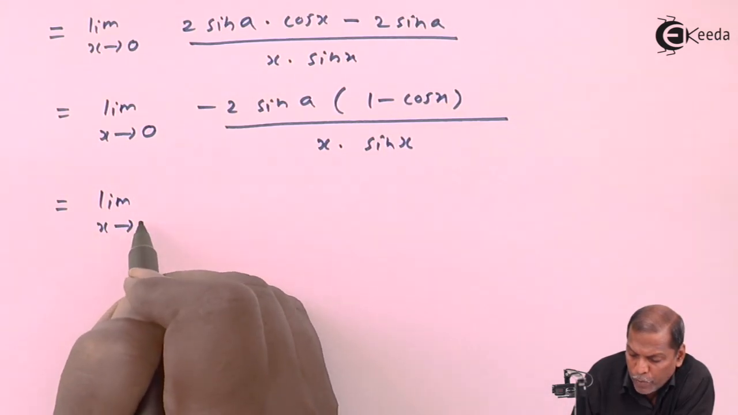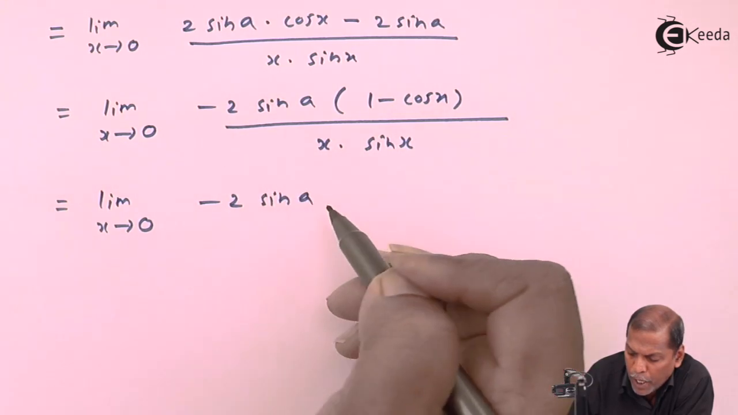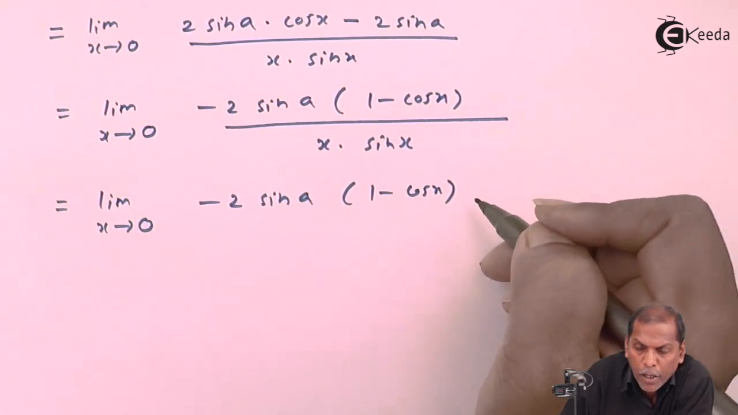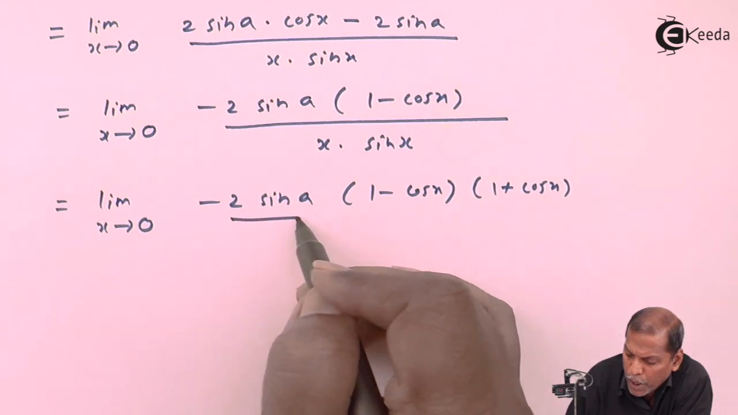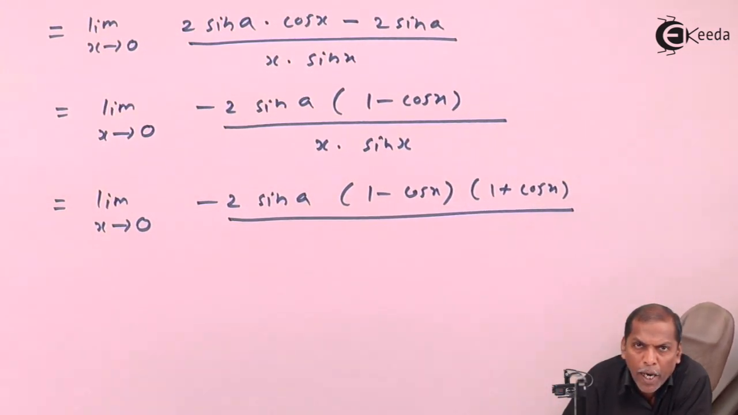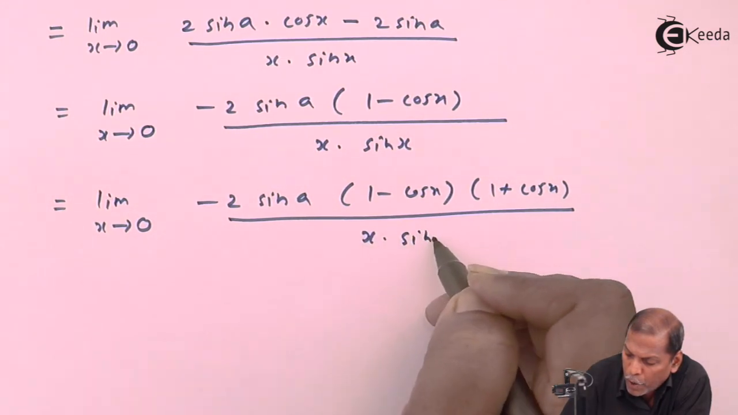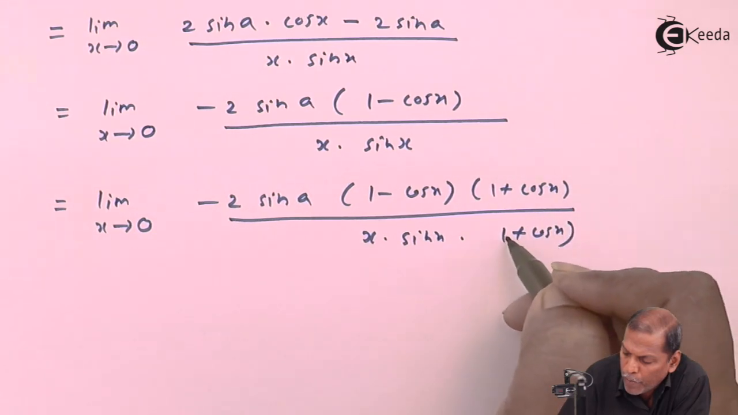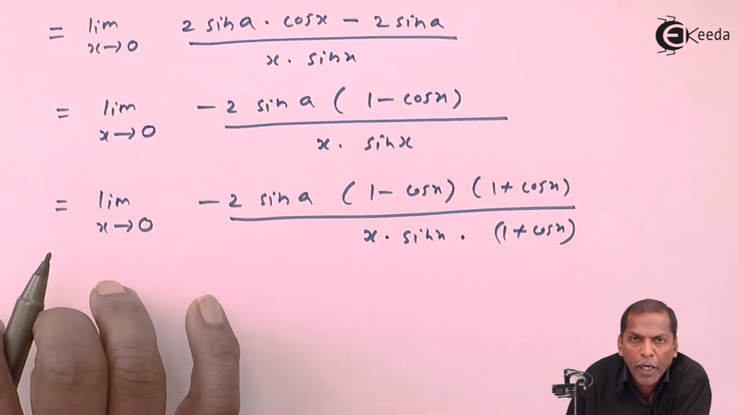So the next step will be limit x tends to 0 of minus 2 sin a into (1 − cos x). The rationalizing term is 1 + cos x, which we have to multiply in the numerator. Similarly, x into sin x, and the rationalizing term 1 + cos x we also have to multiply in the denominator.